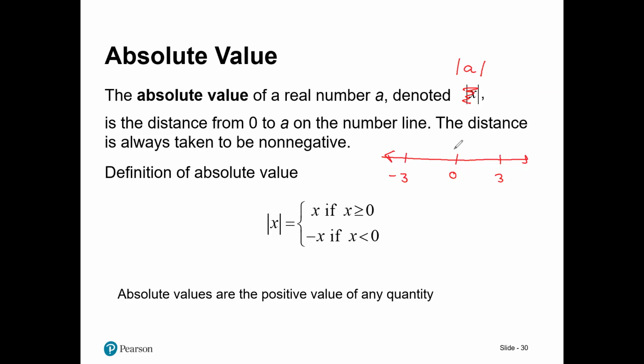So let's say A was 3. This distance here is 3. So the absolute value of 3 would be 3 because it's that distance from 0. If you looked at -3, the absolute value of -3 is also a distance of 3 from 0. So that's also 3. The point is that absolute value represents your distance from 0.